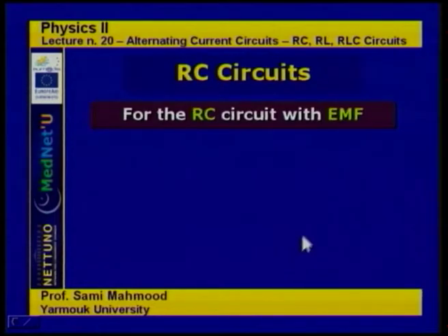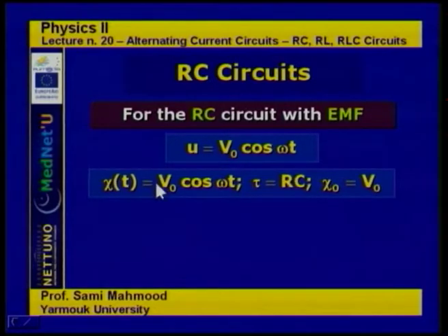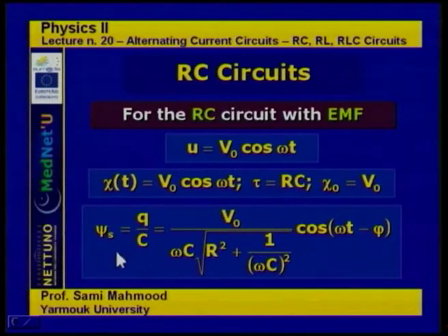And in the case of the RC circuit, what do we have? We consider the parameters. We consider the voltage is given by V naught cosine omega t. Thus, chi of t is equal to V naught cosine omega t, which means that chi naught is equal to V naught. And in the RC case, the time constant tau is equal to RC. So with these values put together, the steady state solution for the RC circuit is psi, which is equal to Q over C, as we mentioned in the previous lecture.